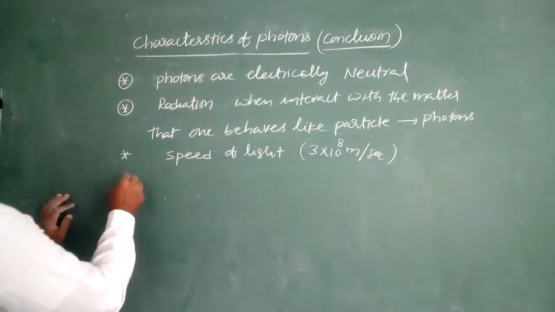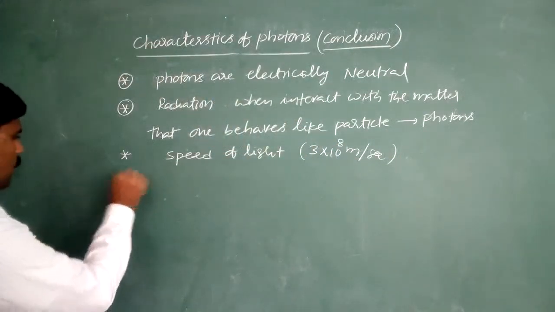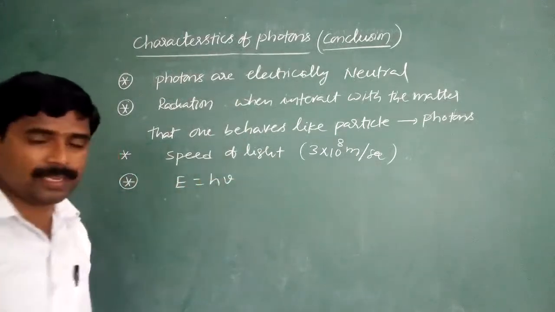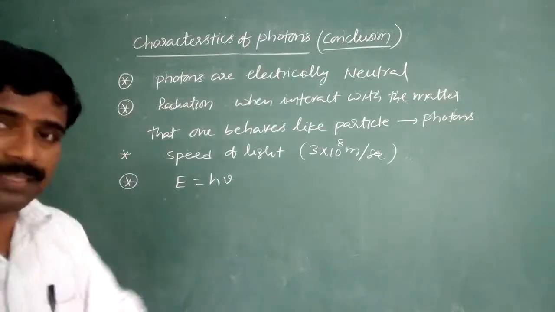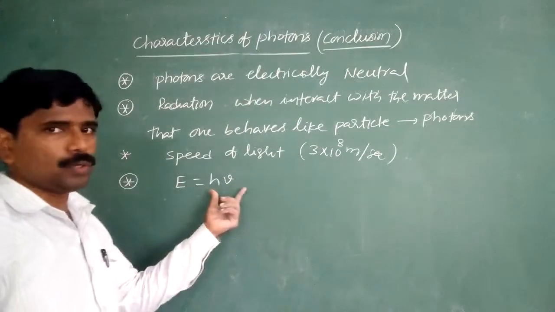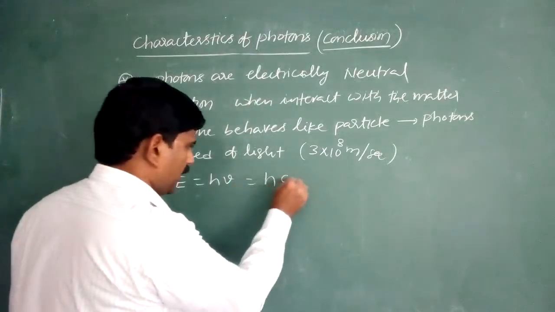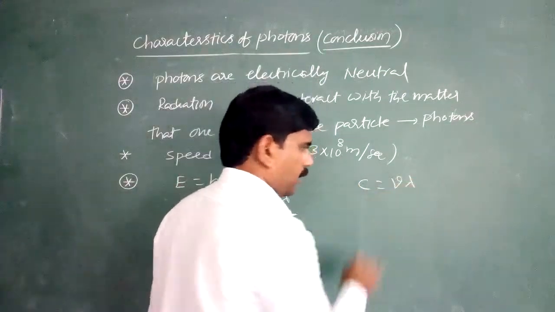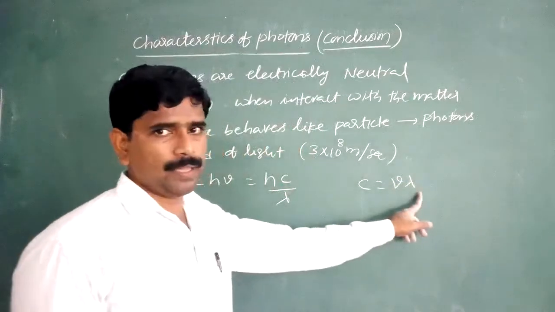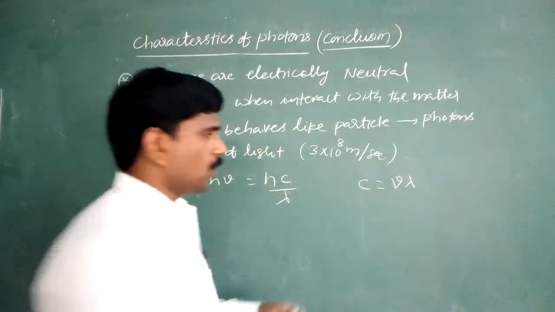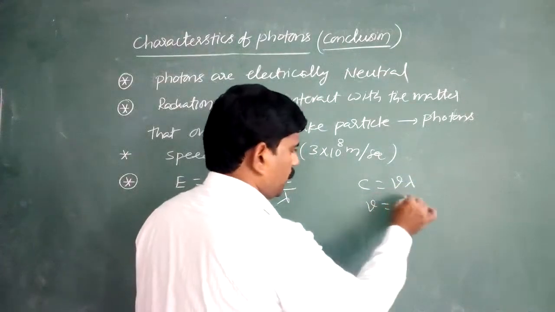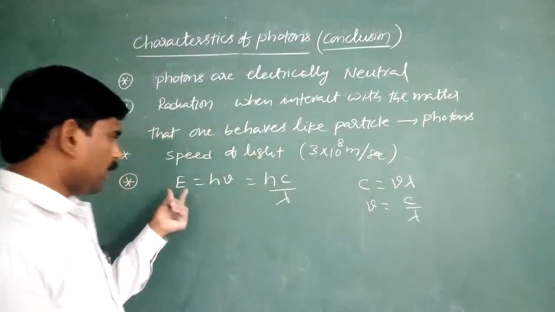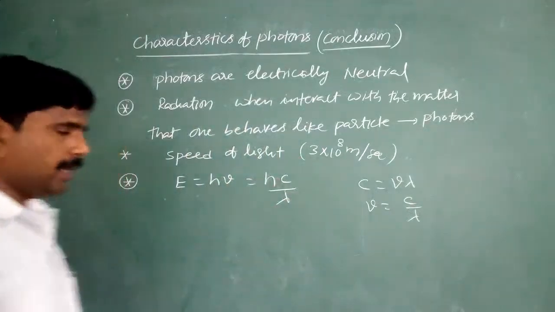Next one. Here the energy of each photon E is equal to h nu, the energy of a photon having frequency nu. That is nothing but hc by lambda. Observe, c is equal to nu lambda, frequency into wavelength, that is the speed. So nu is equal to c by lambda, and energy is equal to hc by lambda.